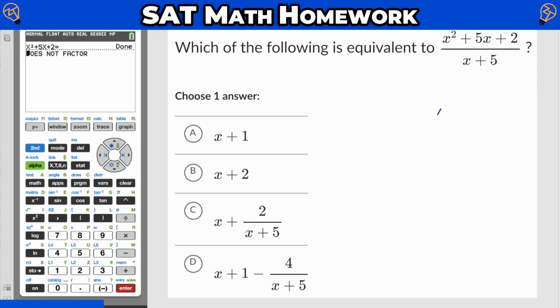So what we do is we rewrite the numerator as the dividend and the denominator as the divisor, basically writing it from right to left.